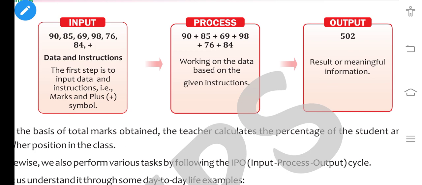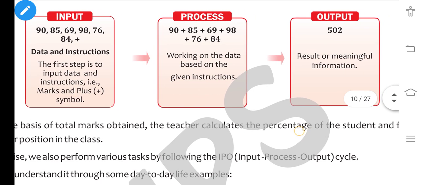Now we can see some examples for input, process, output, because the computer system works on this basis. Computer is working on the basis of IPO cycle. I is for input, P is for process, O is for output. So IPO cycle is input, process and output. Input means data and instructions. Process means working on input, and output means whatever results we are getting after processing.